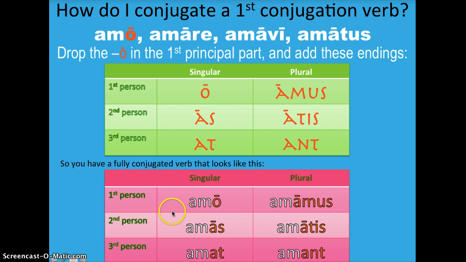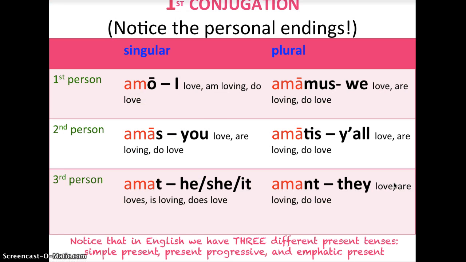And we have a fully conjugated present tense verb: amo, amas, amat, amamus, amatis, amant. Awesome. Now that you know that you just need to drop the o and add o, s, t, mus, tis, nt, you could do this for any verb. Here's another way of looking at it: amo, amas, amat, amamus, amatis, amant. And here we've emphasized those personal endings: o, s, t, mus, tis, nt, sometimes m. There's no m here.